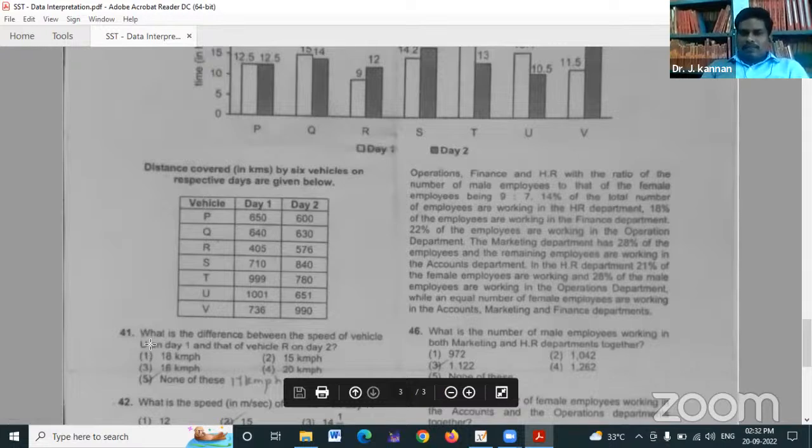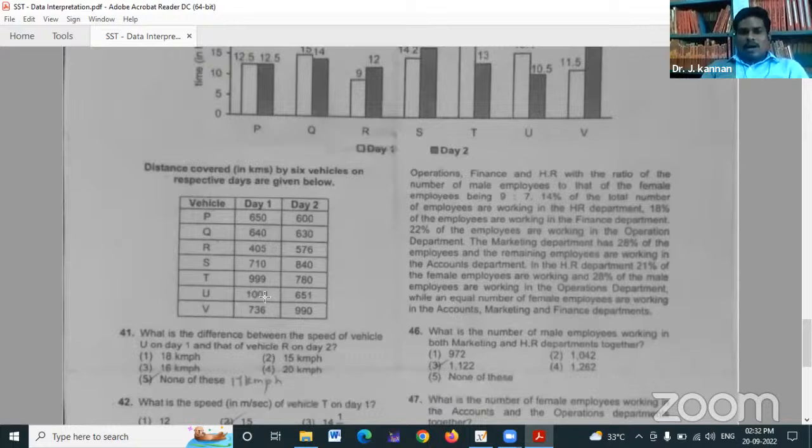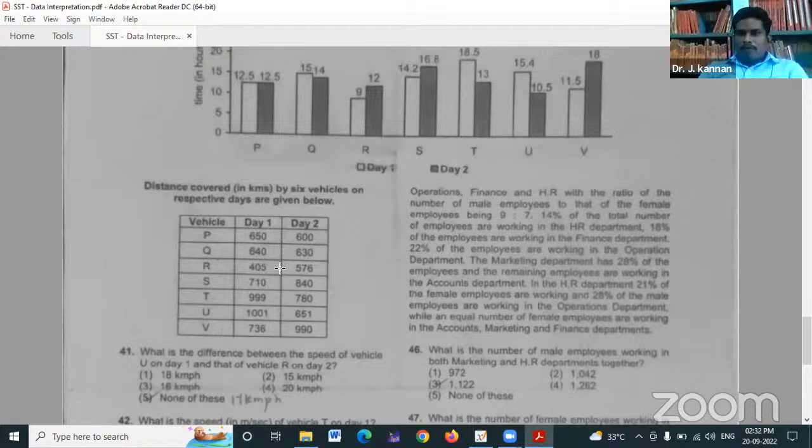So first we find vehicle U on day 1. How to find it? The distance covered is 1001, and on day 1 the time taken by vehicle U is 15.4. So now we find the answer, so now the working sheet.